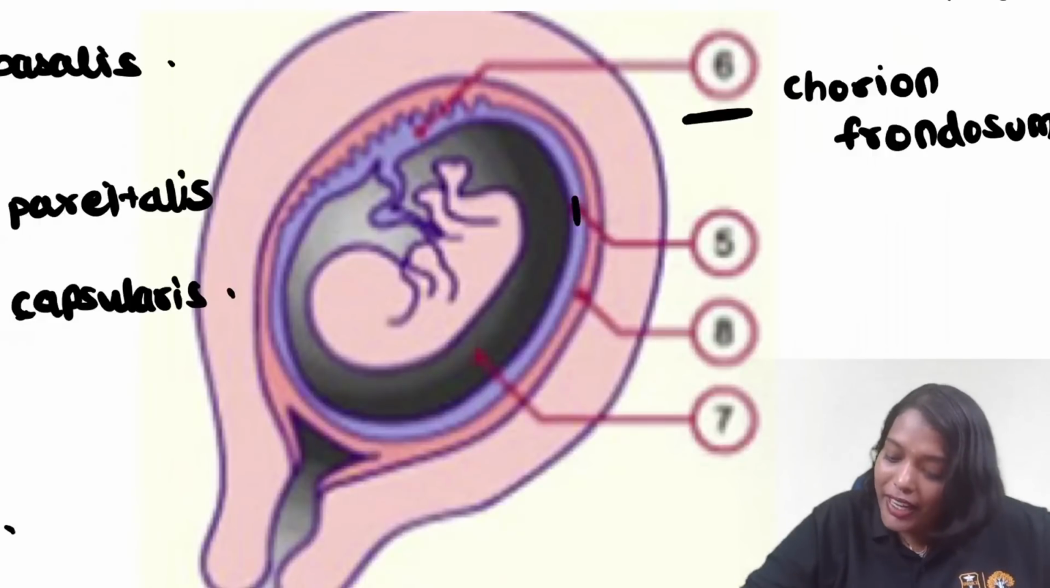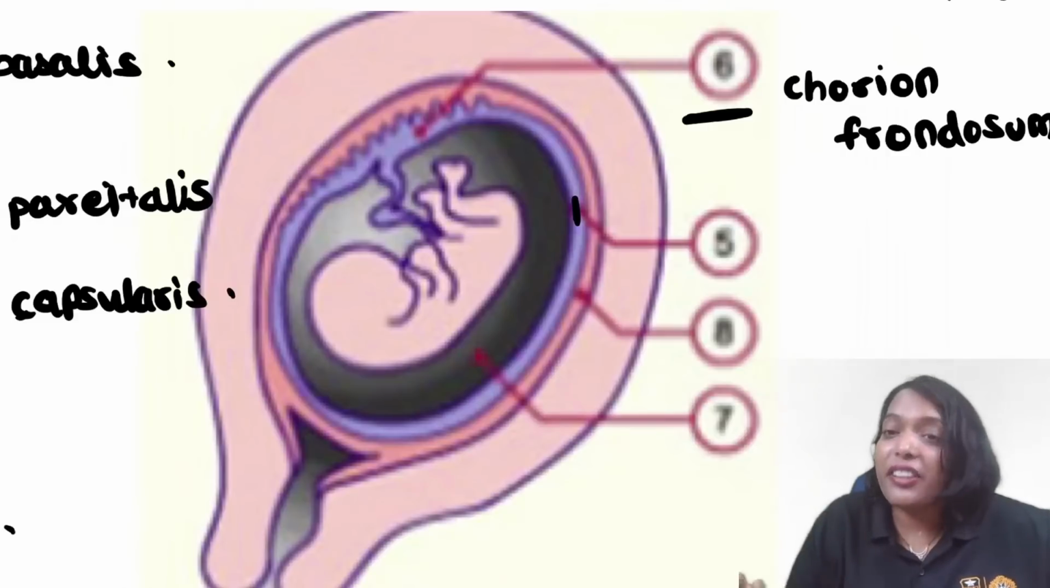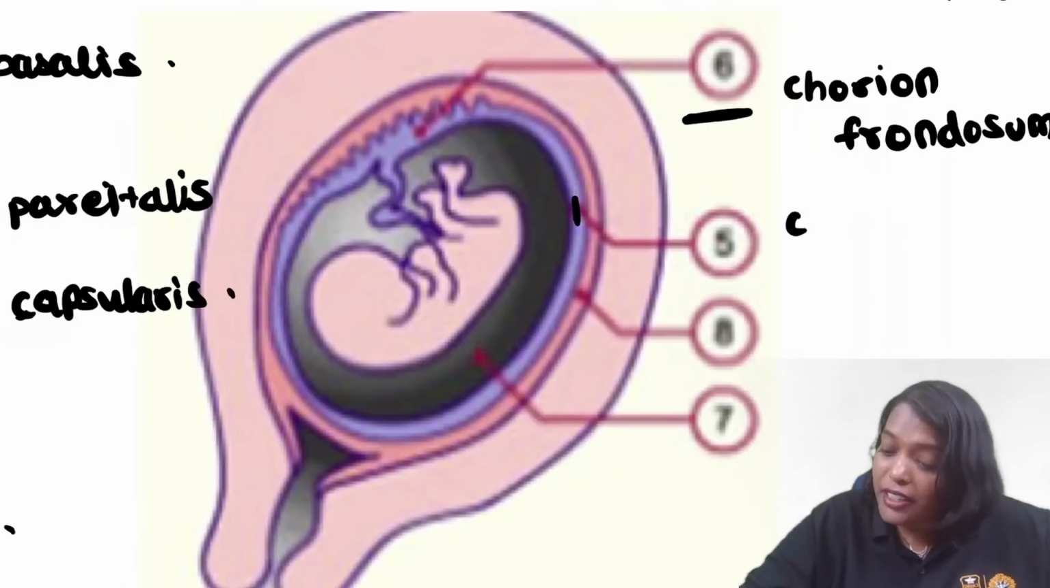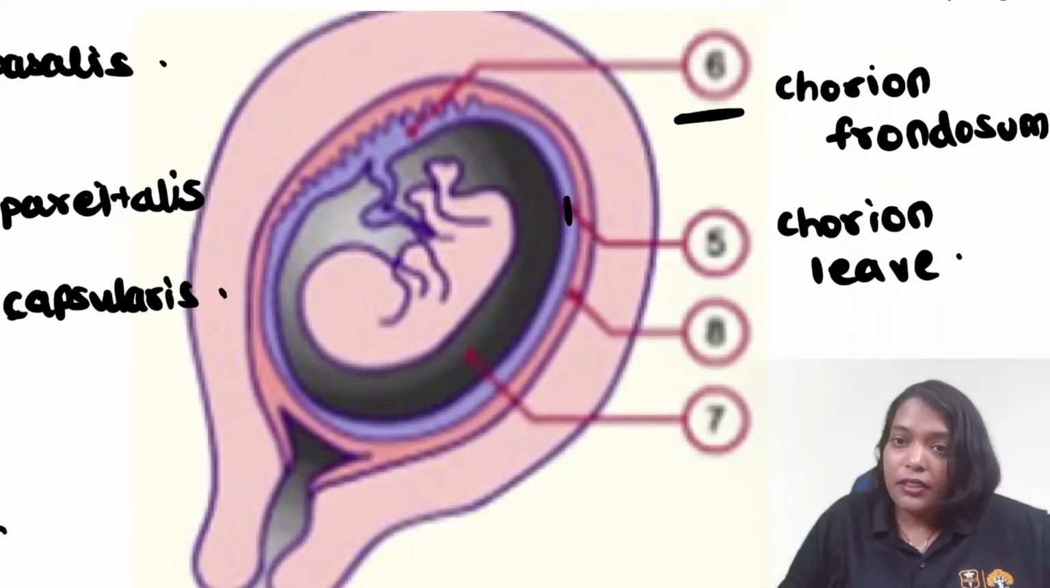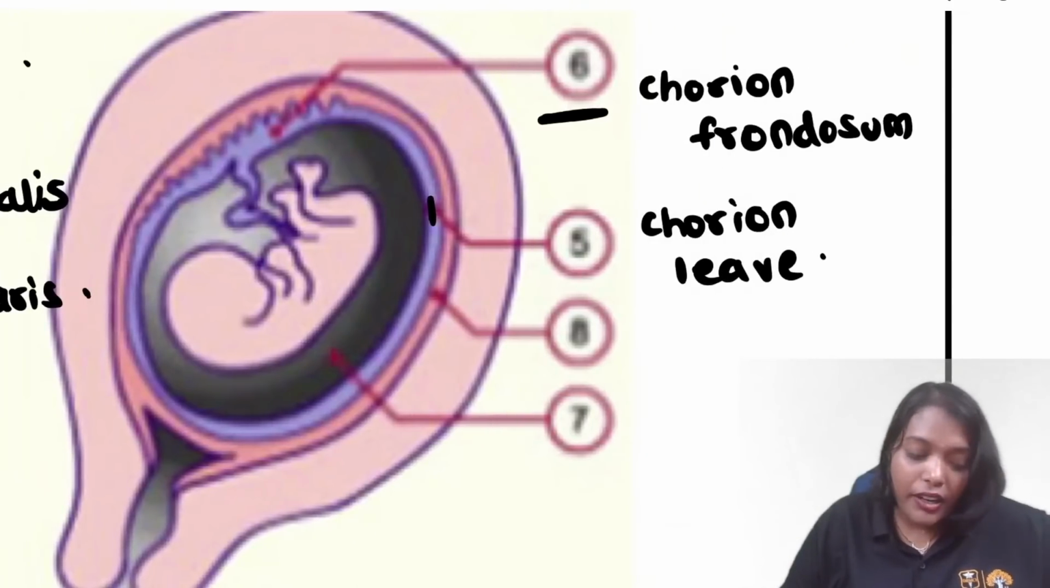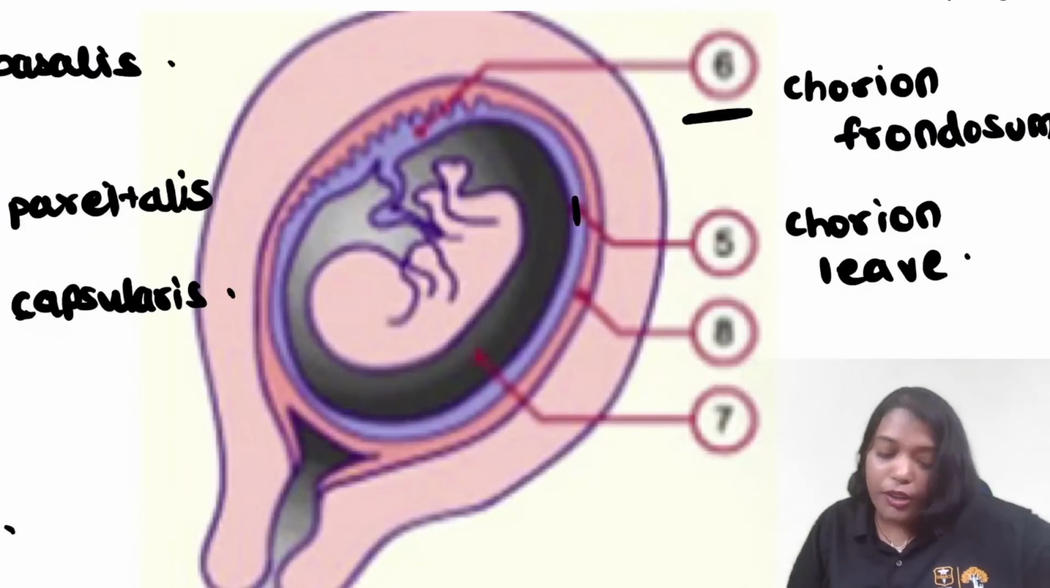So what is number 5? Number 5 is the chorion which is not forming any finger-like projection. So number 5 is the chorion laeve.